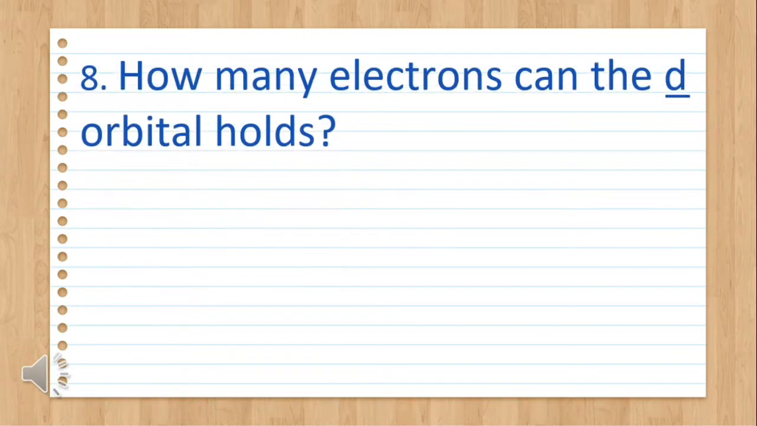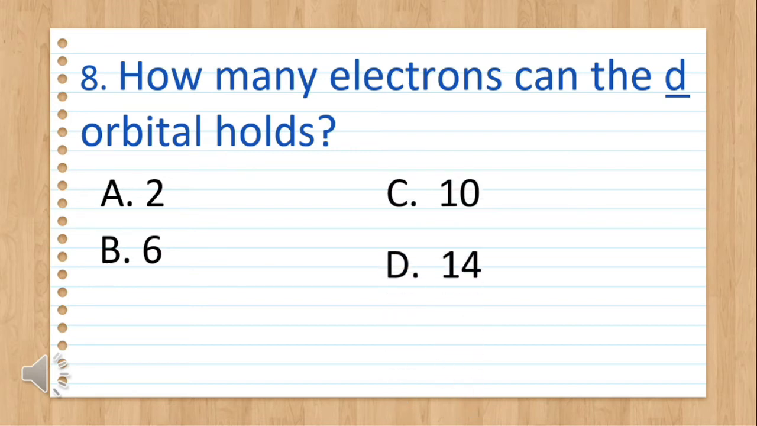Number 8. How many electrons can the d orbital hold? Letter A, 2. Letter B, 6. Letter C, 10. Letter D, 14. The correct answer is C, 10.